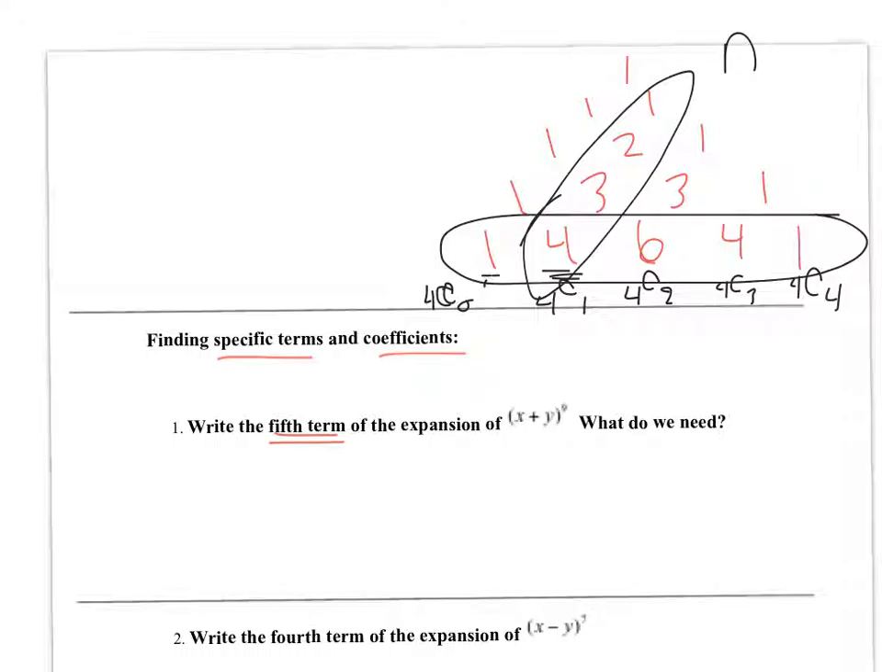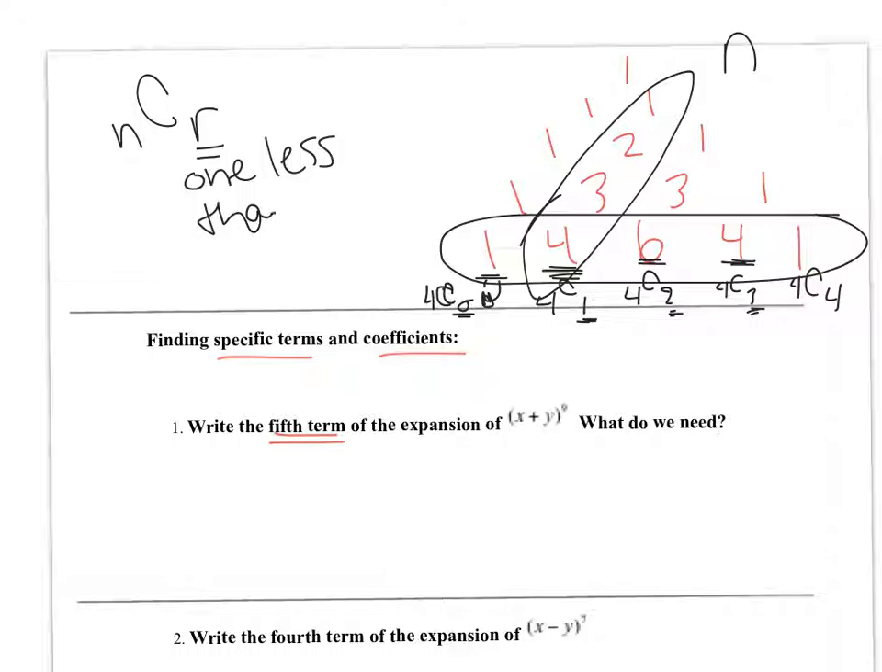So term 1 is going to be your R value here, and NCR is going to be 1 less. Term 2, your R value is 1. Term 3, your R value is 2. Term 4, your R value is 3. So notice that? R is always 1 less than the term you want. Okay? So if we look at this example, if they want the fifth term, that means R is equal to 4.